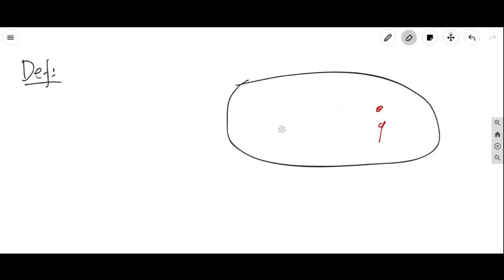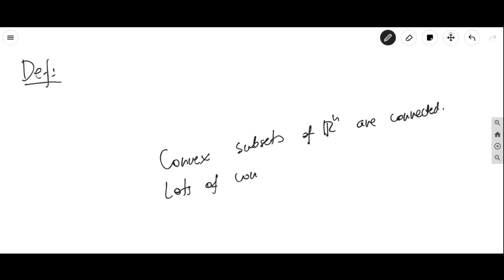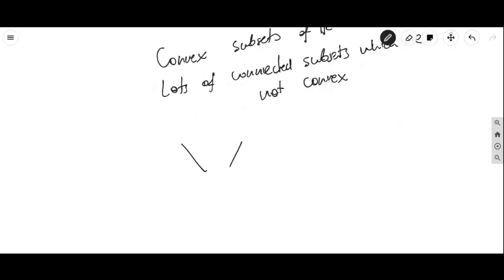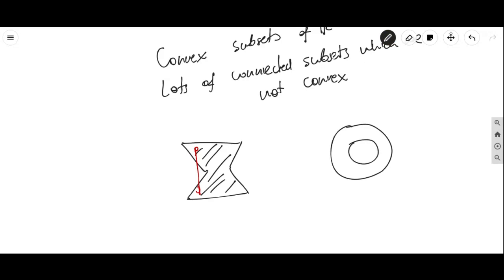So we said that convex sets are connected. We said that convex subsets of R^n are connected. But you want to be careful. There are lots of connected subsets which are not convex. For example, you can have something that looks like this hourglass shape. That's not convex, since the segment is not part of the set, but it's still connected. Or maybe you even have a hole in the middle, like an annulus.